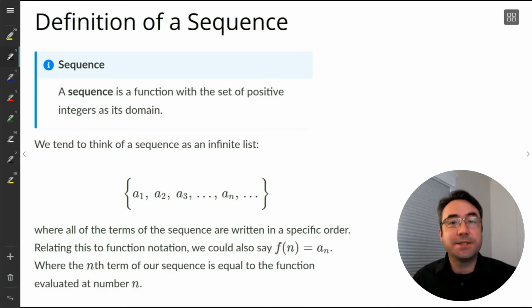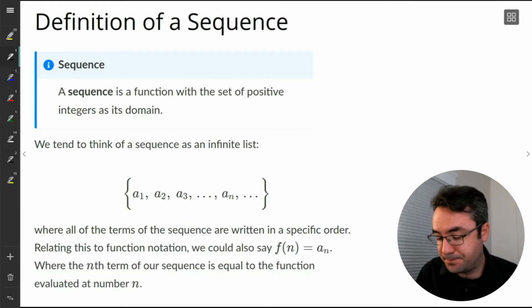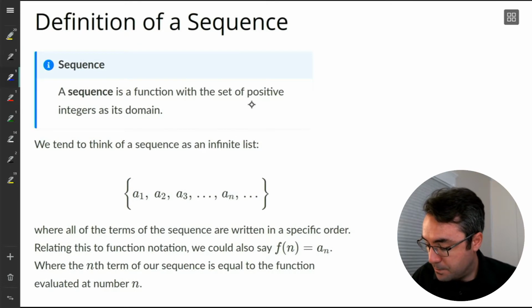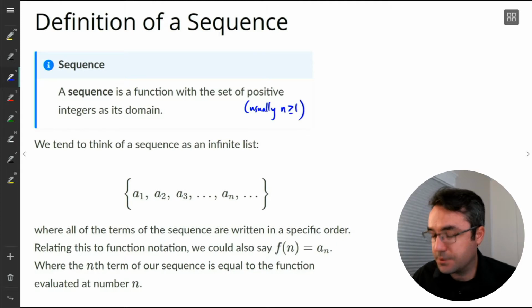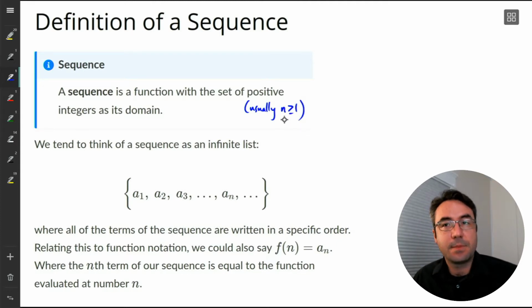First, what is a sequence? Let's define it. It's actually just a function. It's a function whose domain is the set of positive integers, usually n greater than or equal to 1. We're going to see we can relax this a little bit. But for right now, the definition of a sequence is just a function, and the domain of that function is the set of positive integers.